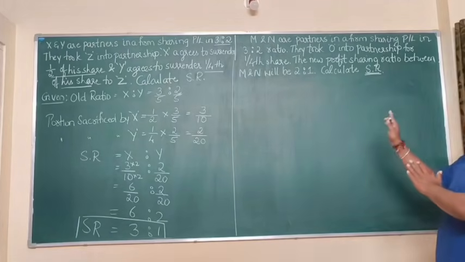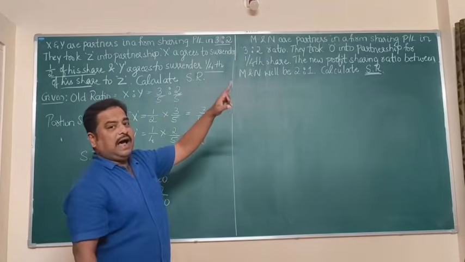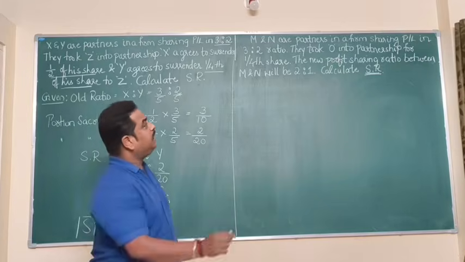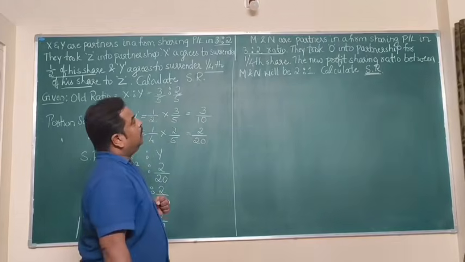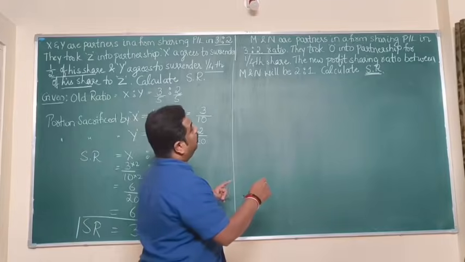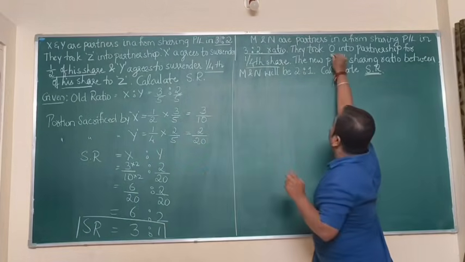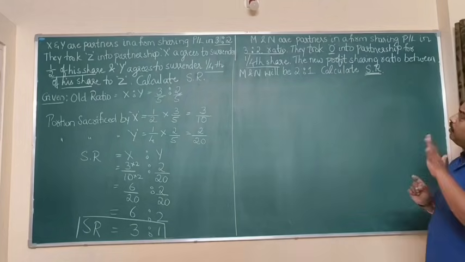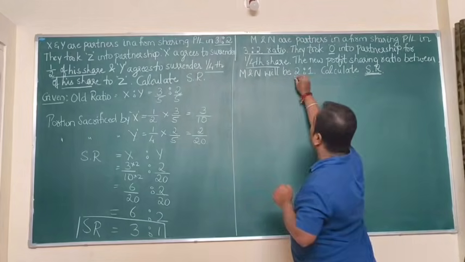Moving on to our last question of the day. M and N are partners in a firm sharing profits and losses in the ratio of 3:2. So old ratio 3:2. They took O into partnership for 1/4 share. Now I think the new partner's share is also given. Who is our new partner? O. And what is his share? 1/4. The new profit sharing ratio between M and N will be 2:1.